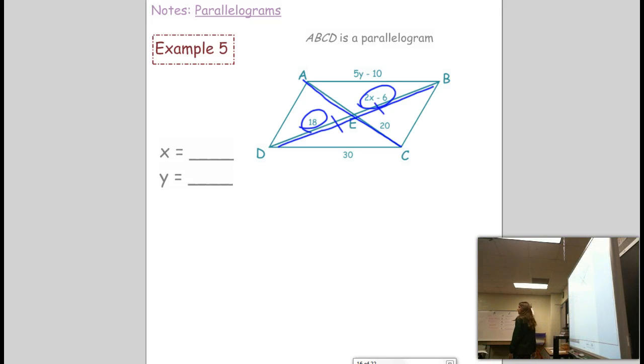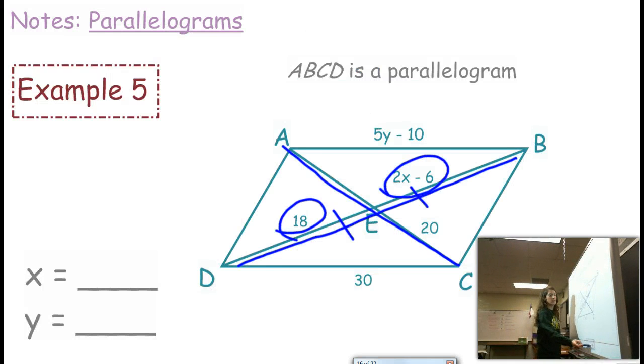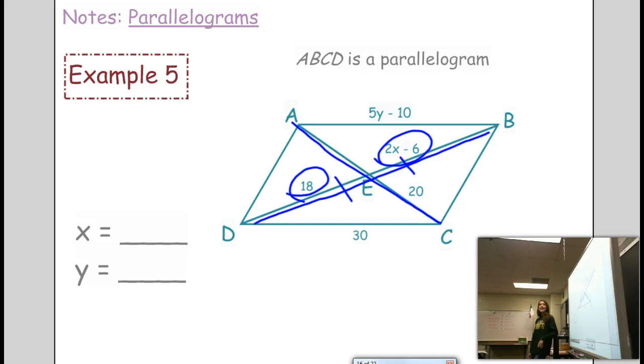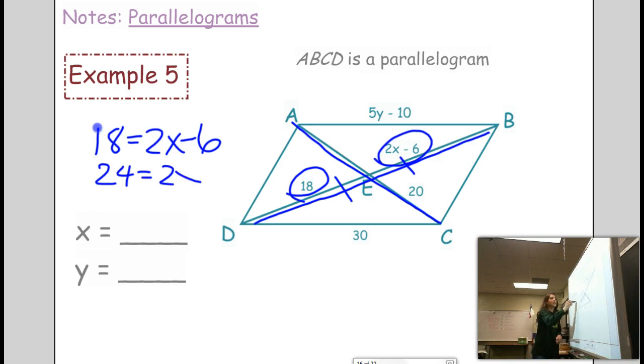They're both 18. So solve for x. Look, 18 cut in half, they're both 18. X is not 18, but that segment is 18, so solve for x. 18 equals 2x minus 6. You get to set them equal because the diagonal has been cut in half. 18 plus 6, 24. 24 divided by 2. 12.